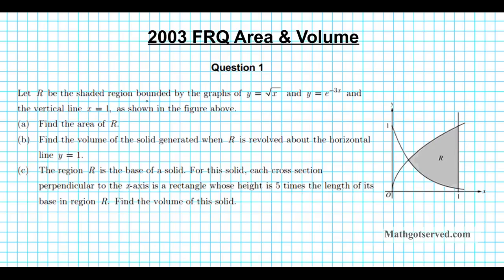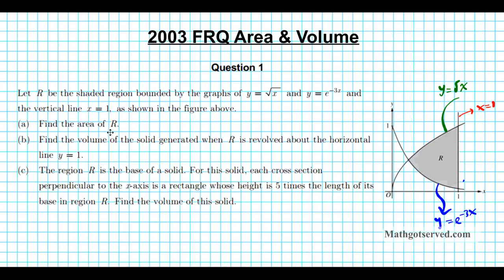It says, let R be the shaded region bounded by the graphs y equals the square root of x and y equals e to the negative 3x, and the vertical line x equals 1 as shown in the figure above. So this is a figure right here. This function on the top is y equals the square root of x, and this function on the bottom right here is the exponential function y equals e to the negative 3x. Okay? So this is a region that's being bounded by the two curves and this vertical line x equals 1. Alright? So let me indicate where the line is. This is x equals 1.